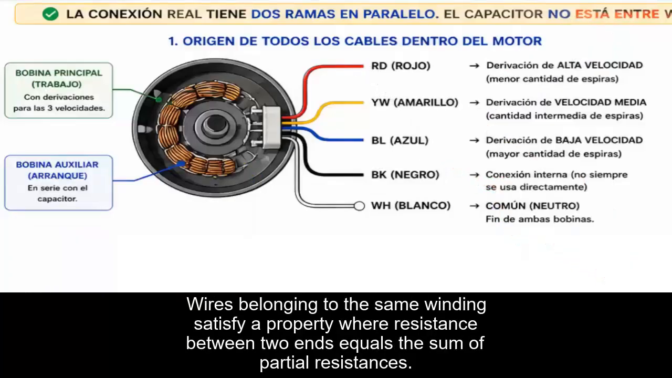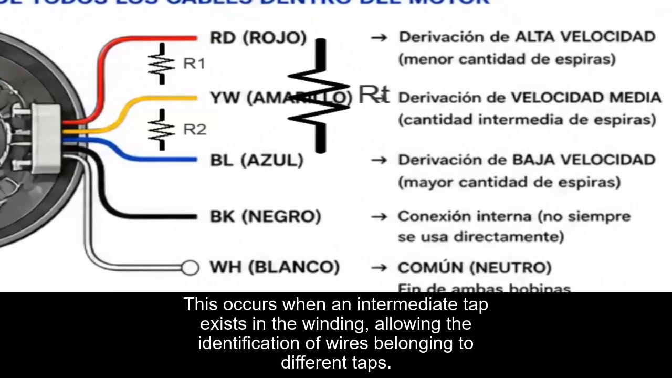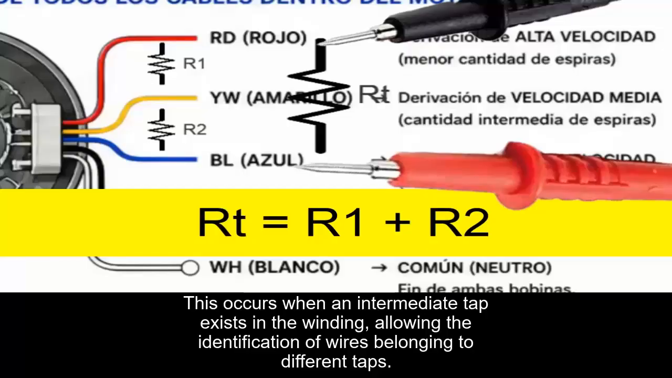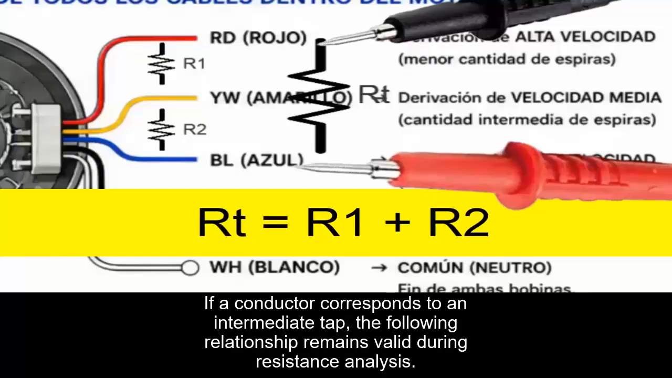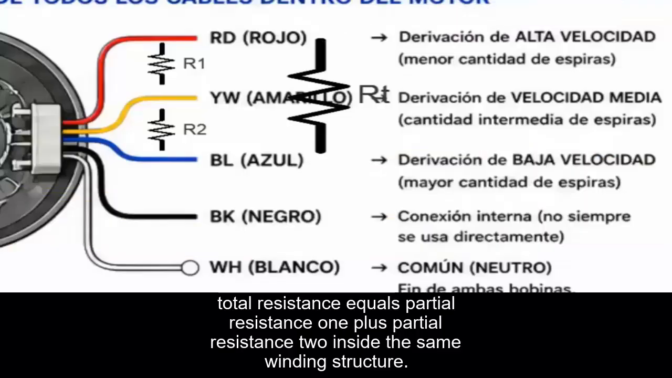Wires that belong to the same winding, as is the case with the different speeds of the run winding, satisfy a fundamental property: the resistance between two ends is equal to the sum of the partial resistances when there is an intermediate tap. This allows identifying which wires correspond to different taps of the same winding. That is, if a conductor corresponds to an intermediate tap of a winding, the following relationship holds: total resistance equals partial resistance 1 plus partial resistance 2.